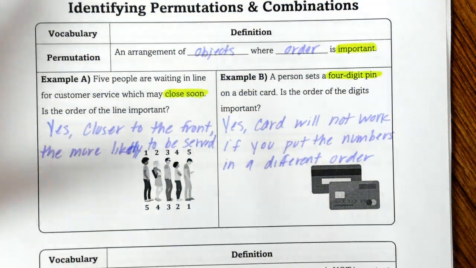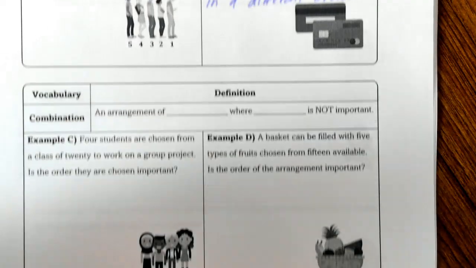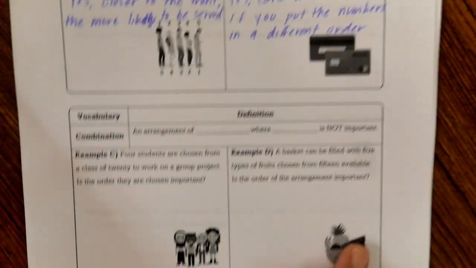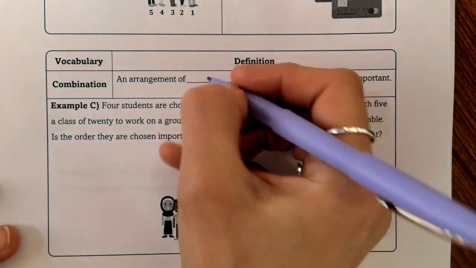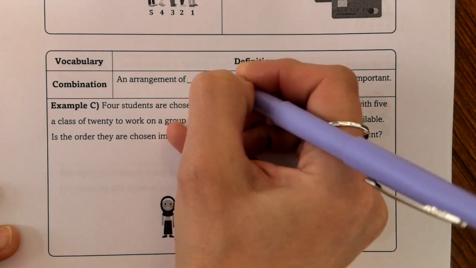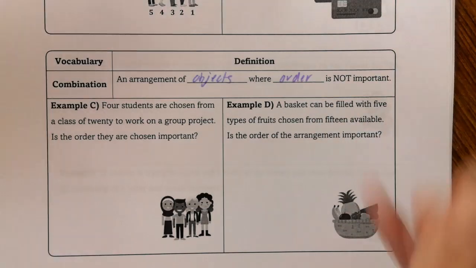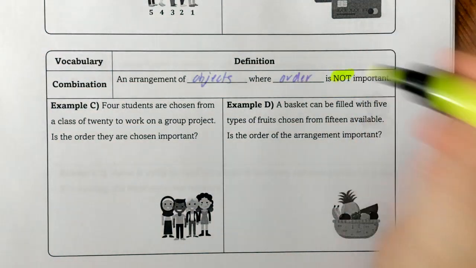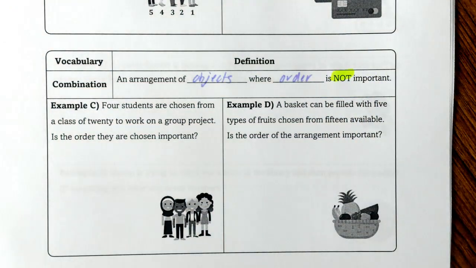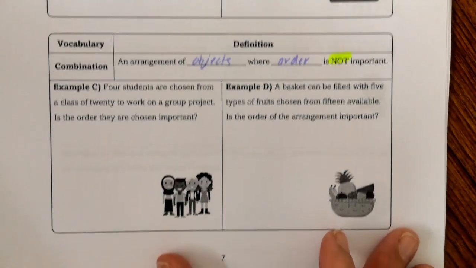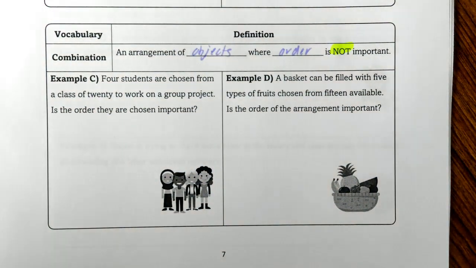Okay, so your combination, on the other hand, is going to be an arrangement of objects where order is not important. Okay, so this is not important. Does not matter what order these things are going in. So here we have 4 students who are chosen from a class of 20 to work on a group project. Is this order important? And the answer is no.